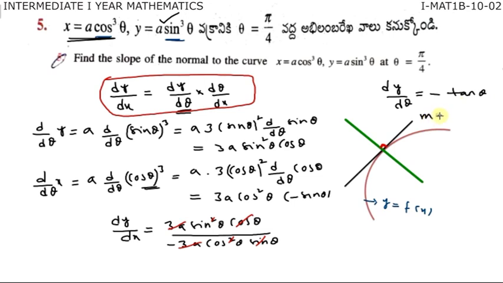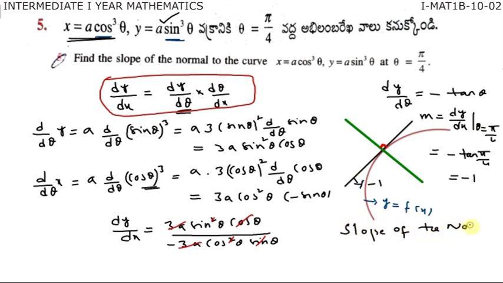Now m is equal to slope of the tangent is equal to, we know the formula dy by dx, at theta is equal to given pi by 4. On substitution I will get minus tan 45, that is equal to minus 1. So slope of this tangent is minus 1. We know slope of the normal formula is minus 1 by m, that is minus 1 by minus 1. 1 gets cancelled. So 1 is the final answer.